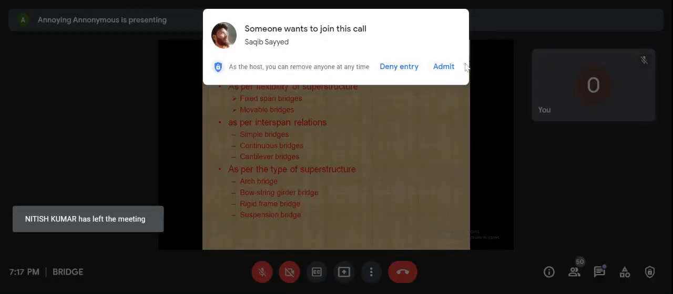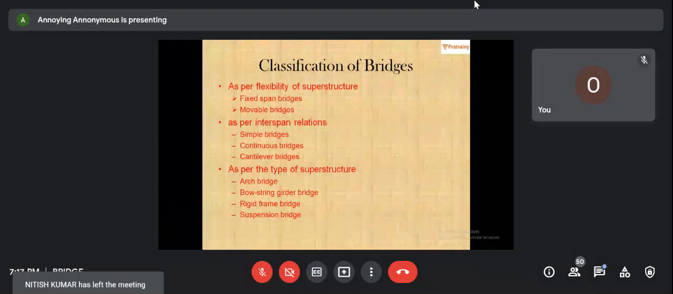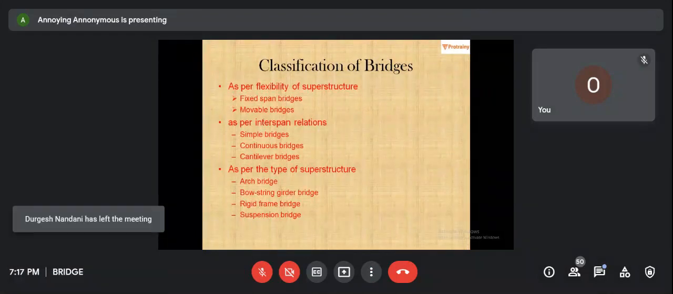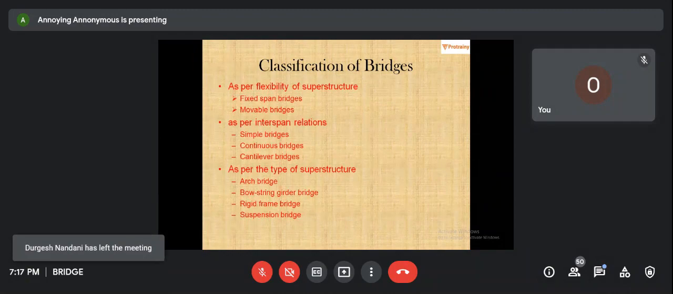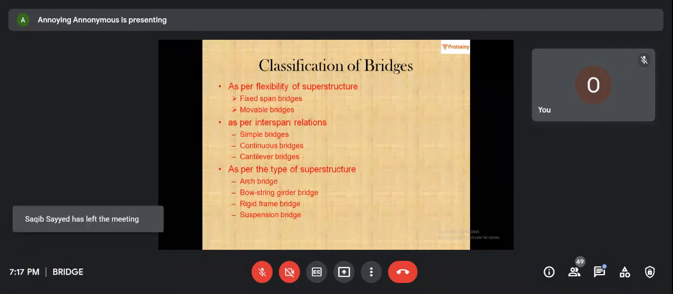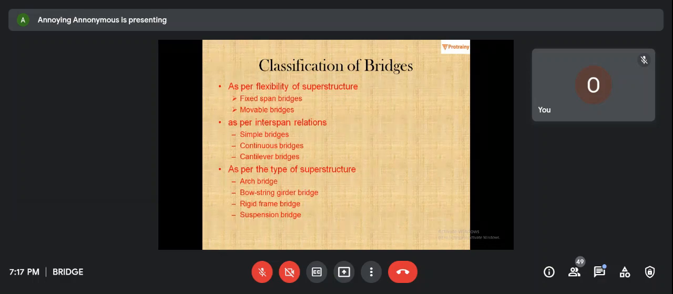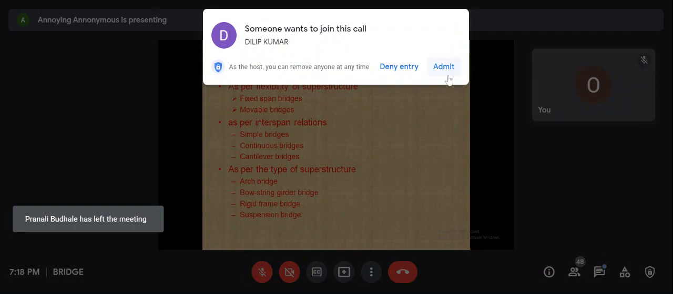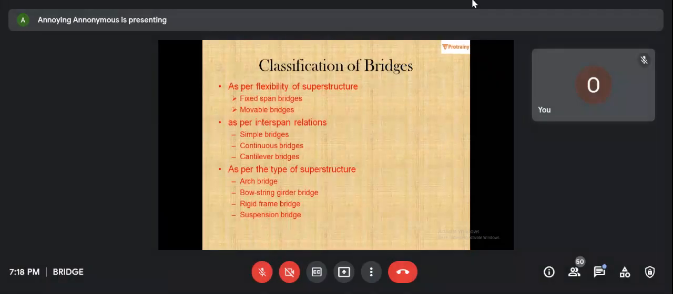Next, classification of bridges. How many types can you classify a bridge into? There are so many criteria to classify a bridge. I am stating a few which I thought are important for this course. First of all, as per flexibility of superstructure. The superstructure is the deck of the bridge, on which you are crossing, walking, or driving. As per flexibility of superstructure, there are fixed span bridges and movable bridges.